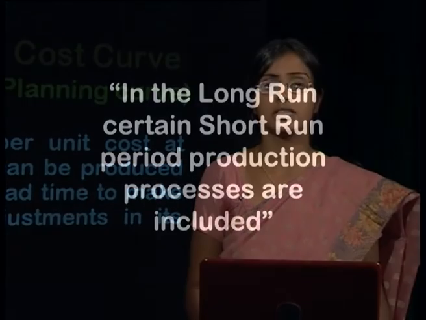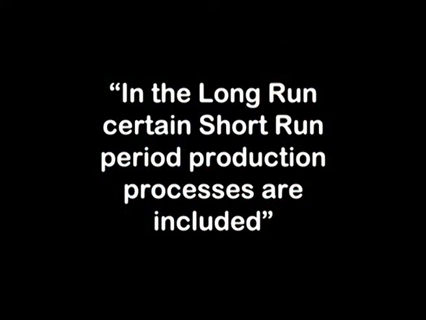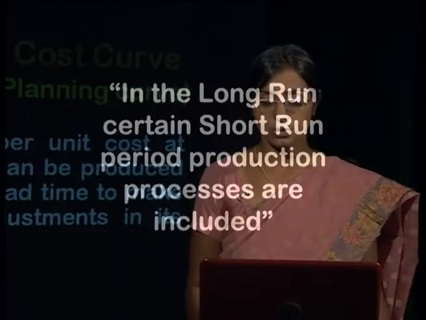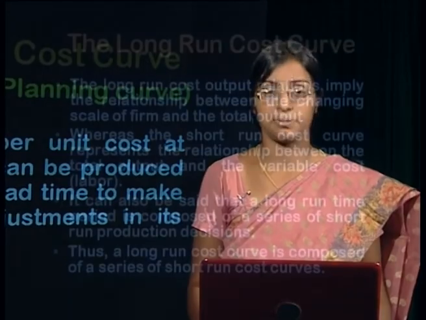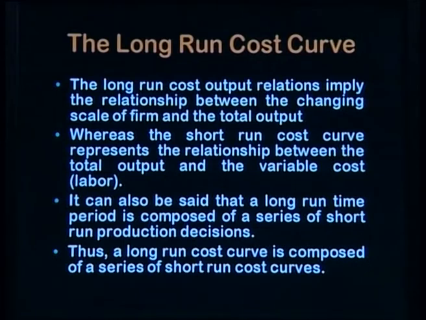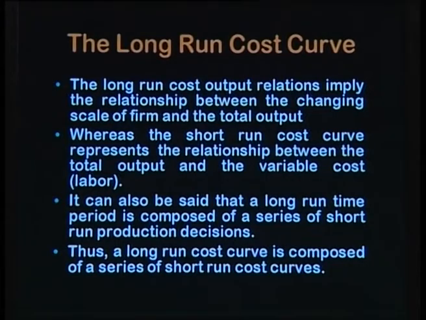We have already discussed that in the long run, certain short run production processes are included. So the long run cost curve is plotted when the firm has taken full time for its establishment. The long run cost output relations imply the relationship between the changing scale of the firm and the total output, whereas the short run cost curve represents the relationship between the total output and, maybe, labor or capital. It can also be said that a long run time period is composed of a series of short run production decisions. Thus, a long run cost curve is composed of a series of short run cost curves.